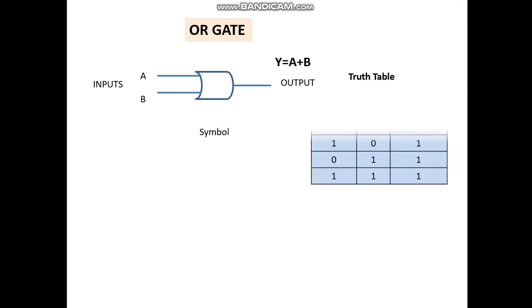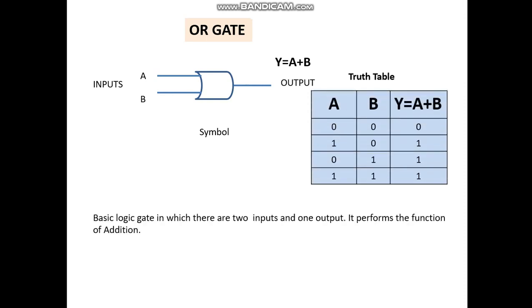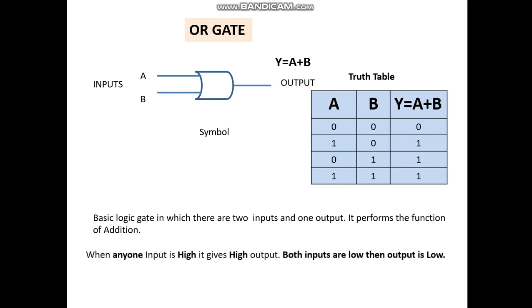Now let's see what an OR gate is. That's the symbol, that's the truth table. It's a basic logic gate in which there are 2 inputs and 1 output. It performs the function of addition. When any one input is high, it gives a high output. When both inputs are low, the output is low. As you can see, 0 plus 0 is 0, low plus low is low, high plus low is high, 0 plus 1 is 1 again, and 1 plus 1 is 1, that is, high plus high is high.